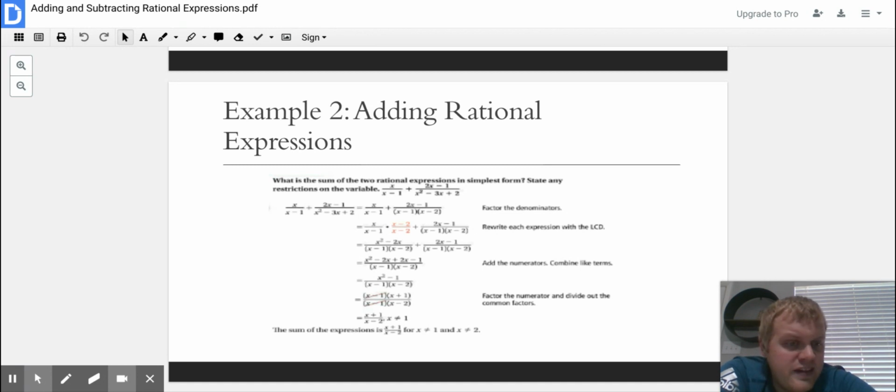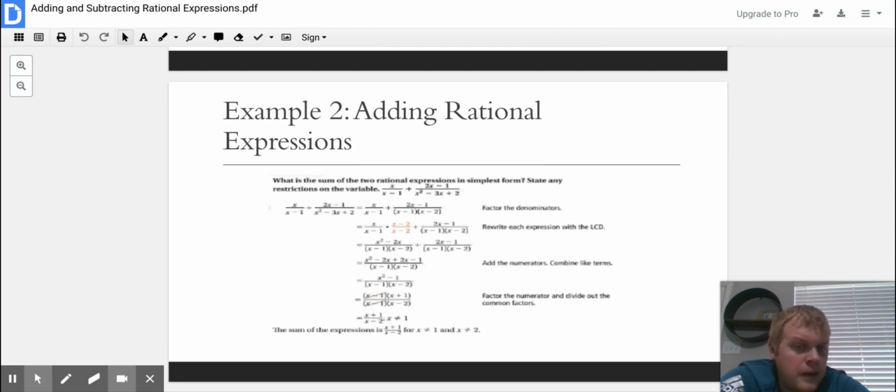So for me to add these two, remember, they have to have the same factors. Since they both share that x minus 1, that means this first fraction right there is missing an x minus 2. So for us to have the same denominator, I'm going to multiply that first fraction on top and bottom by x minus 2. So on the bottom, you notice now they have the same denominator, and all I have to do on the top is distribute that x into x minus 2, which gives us x squared minus 2x.